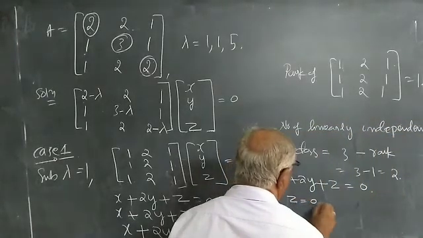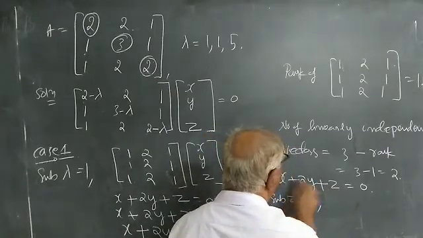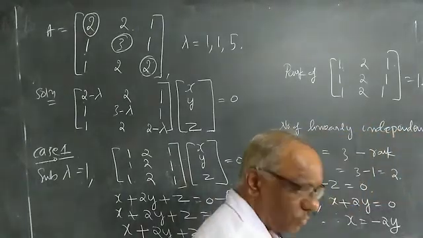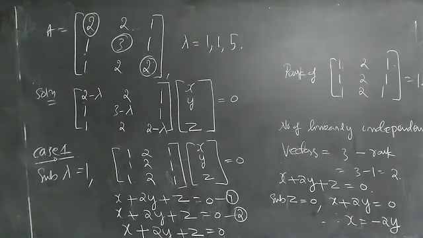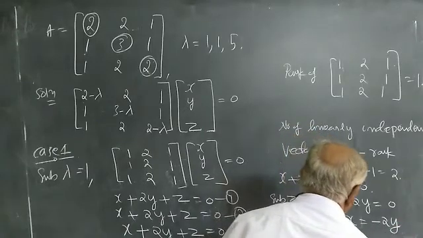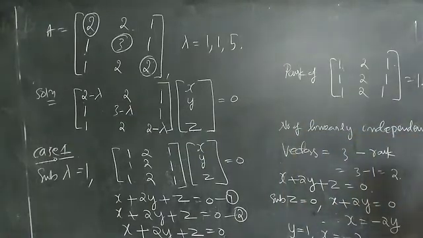Now substitute z is equal to 0 here. Then you get x plus 2y is equal to 0. Therefore, x is equal to minus 2y. Now suppose I substitute y is equal to 1, then x is minus 2. Therefore, one linearly independent eigenvector x, y, z is: x is minus 2, y is 1, and z is 0. So one linearly independent eigenvector is found.